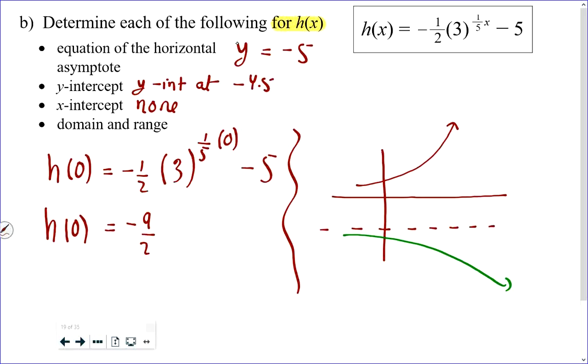Did anybody do that on their calculator? Can you confirm that that was right? Okay, I see one person that confirms it. By the way, you could graph this and get this information as well.